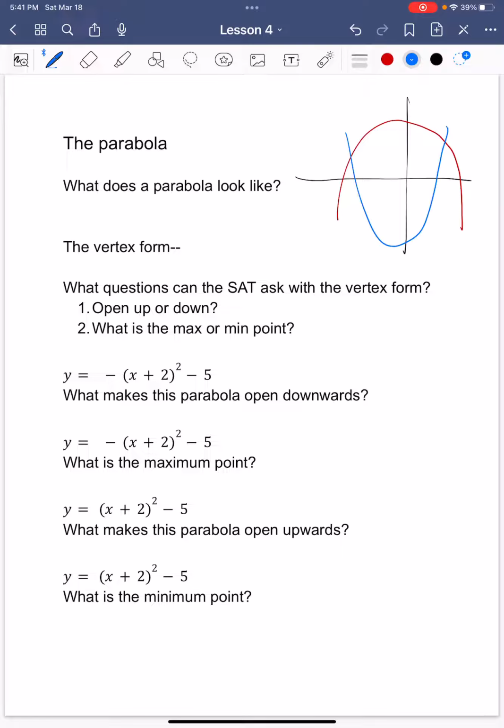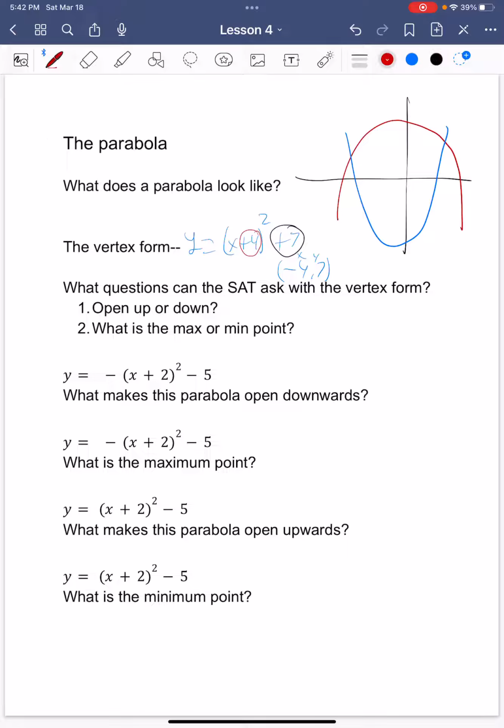Now the vertex form, that looks something like this. Y equals (x plus 4) squared plus 7. The vertex would be at (-4, 7). The x-coordinate of the vertex is the negative of this number, and the y-coordinate of the vertex is the positive of this number.